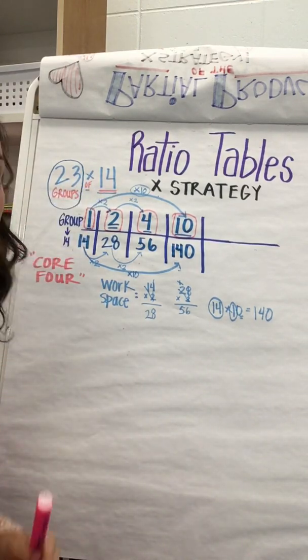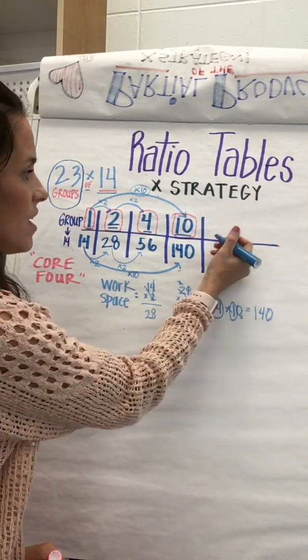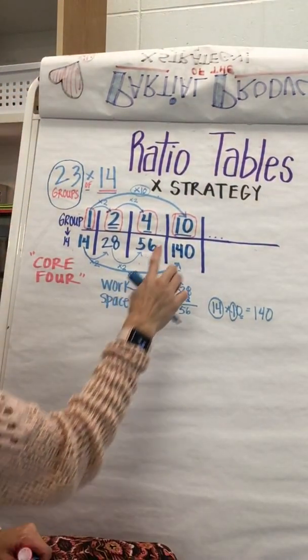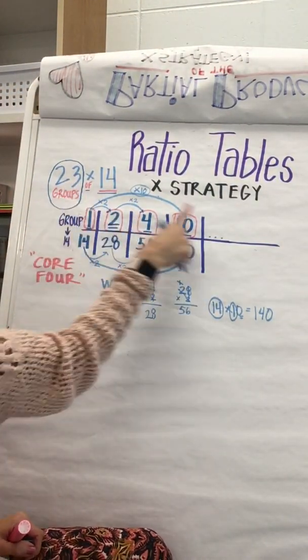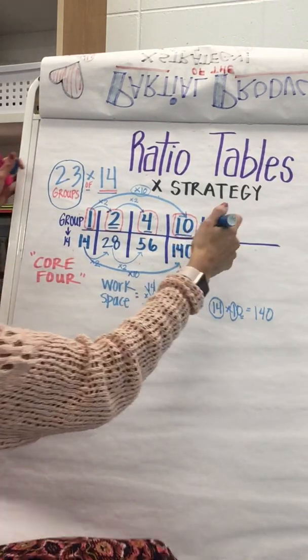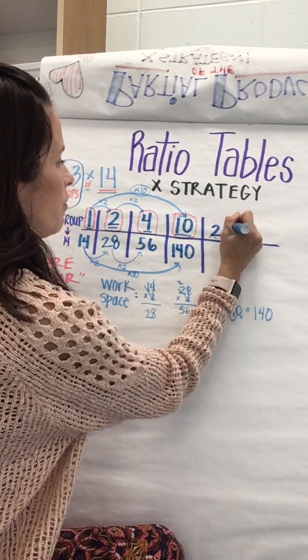Now I have to start to think about where I want to go next because it's unknown. See how there's blanks here? It's kind of like the world is your oyster. You pick. So let's think. How can I get close to 23 groups? Well, what if I got to 20 groups first?